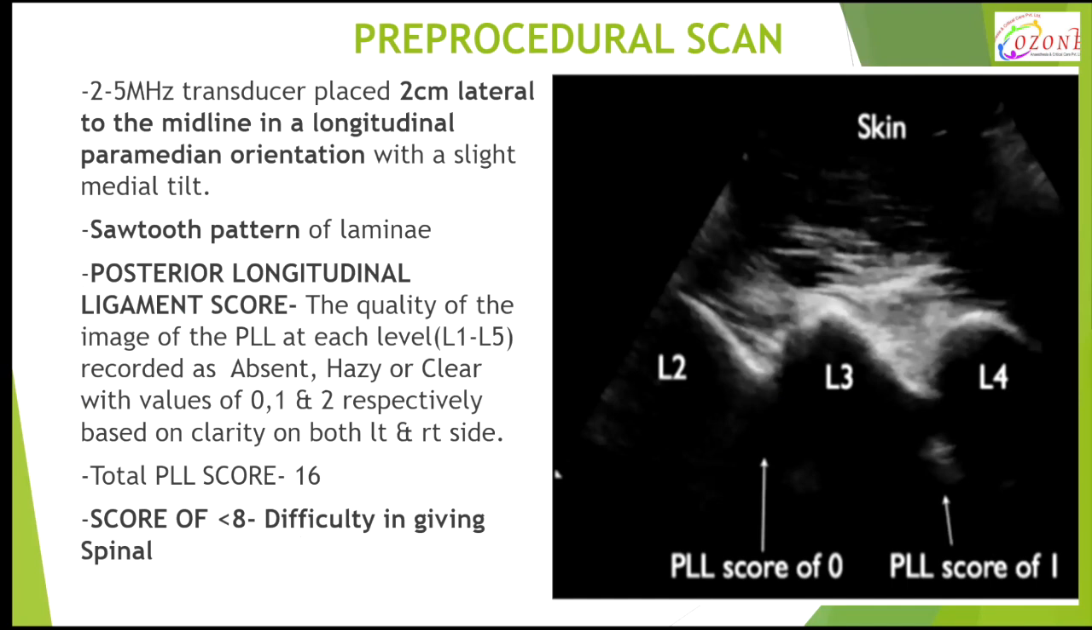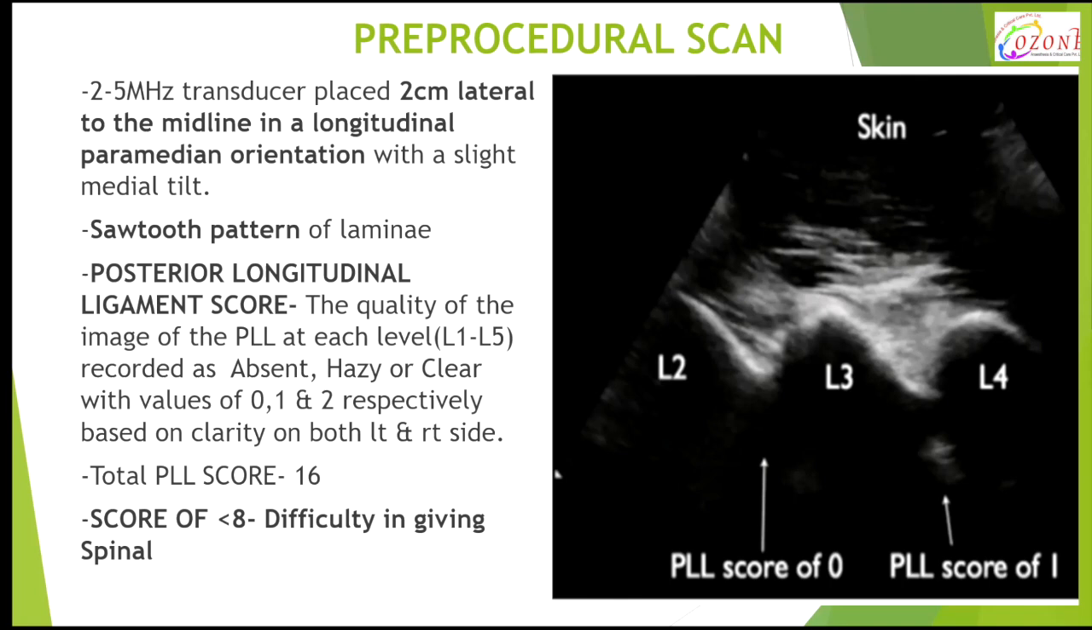We use a low frequency, that is 2 to 5 megahertz, transducer. We place this transducer 2 centimeters lateral to the midline in a longitudinal paramedian orientation with a slight medial tilt. We'll see the sawtooth pattern of lamini, as shown in the diagram. Then we identify the posterior longitudinal ligament. The ability to see the posterior longitudinal ligament indicates an unobstructed path to the dura.